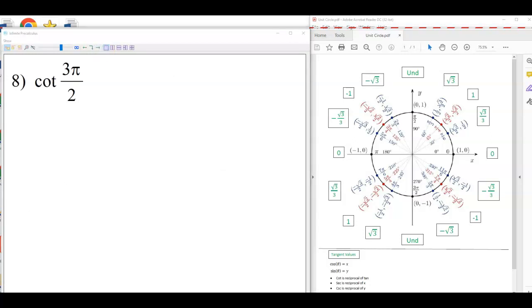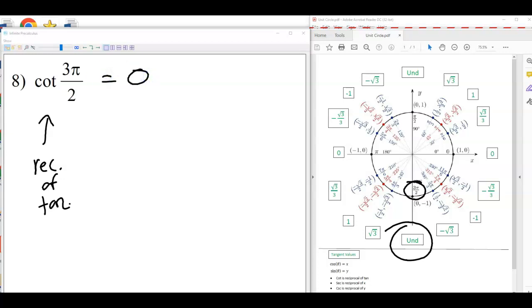Cotangent. All right, cotangent of 3 pi over 2. All right, so let's find 3 pi over 2. And we want the cotangent value. So that's going to be the reciprocal of tangent. Well, the tangent value there is undefined. So you might be thinking, okay, well, there's no such thing as a reciprocal of something undefined. But there is. The answer is going to be 0.